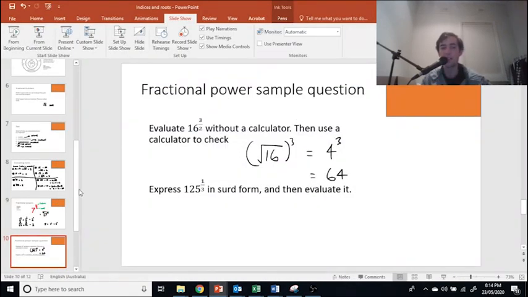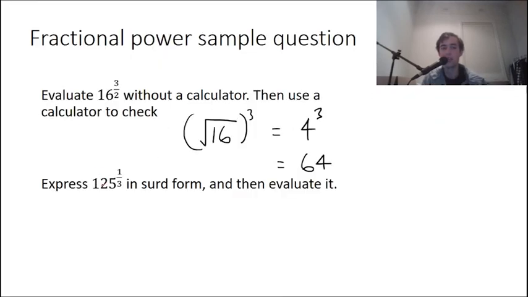Next one, express 125 to the power of a third in surd form, and then evaluate it. So there's no power on my number, it's just a root, and that has to be a cube root because that's a 3. And you might even remember from the previous video that the cube root of 125 is a number that I have to times by itself 3 times to get to 125. It's 5.